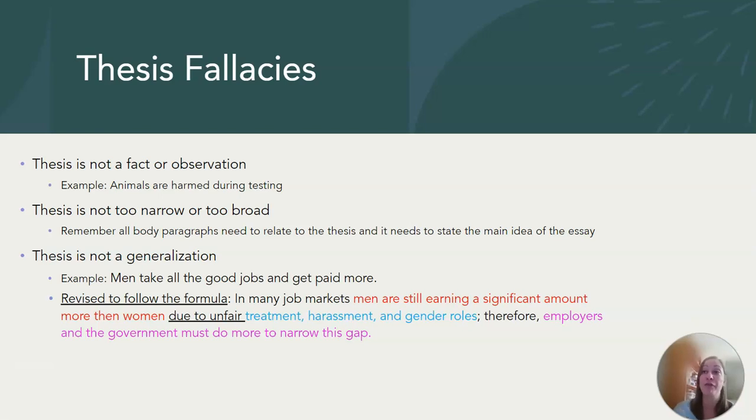Additionally, we're not following our formula. So if we revise this thesis statement to follow our formula, we have our topic. In many job markets, men are still earning a significant amount more than women due to the unfair treatment, harassment, and gender roles. Therefore, employers and government must do more to narrow this gap. So again, you can see my topic, purpose, and support. And now I have a stance on the topic. I have a map for my reader. We want to have those things in a thesis statement.